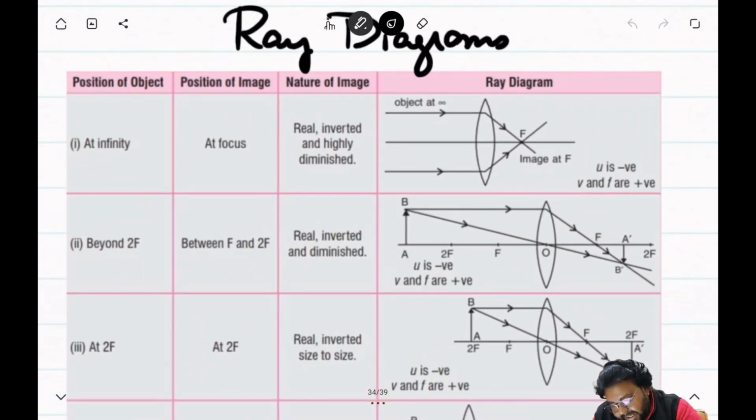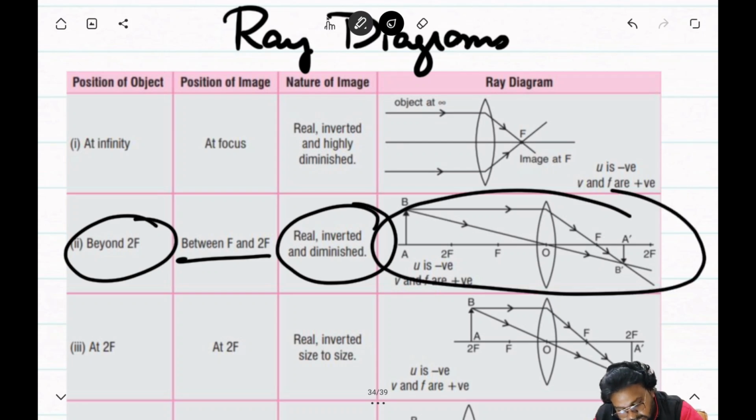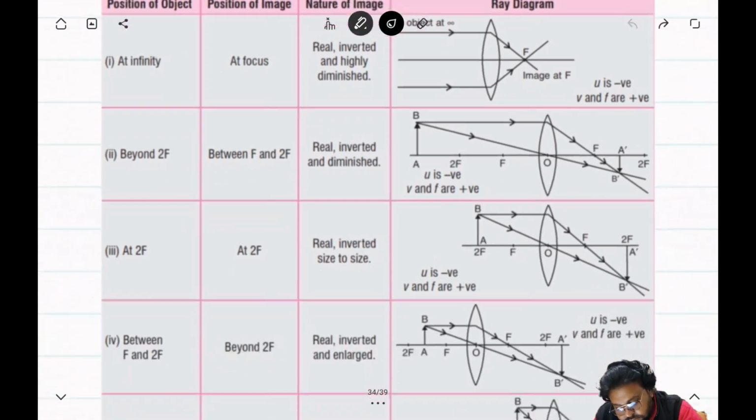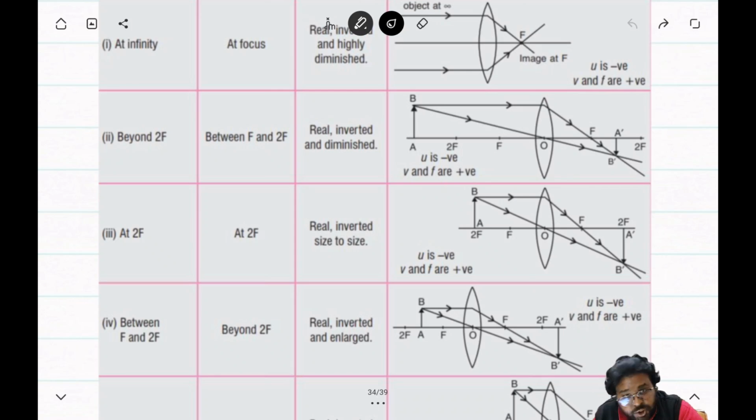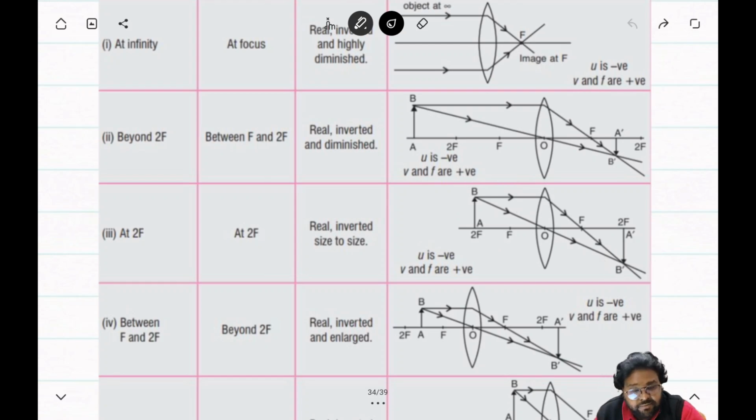See, if the light is coming from infinity, after refraction, it will pass through the focus. The image would be real, inverted, and highly diminished. Same, if the object is beyond 2f, the image would be between f and 2f. The image would be real, diminished, and inverted. See this ray diagram. When the object is at 2f, that means the same case as C, the image will also be at 2f, same size, real, and inverted.